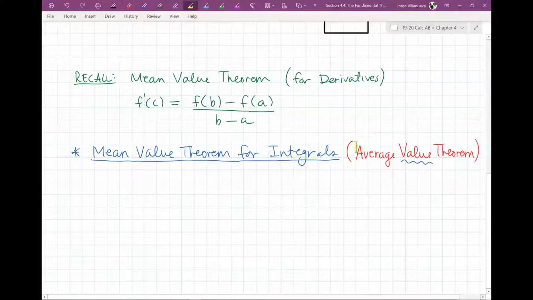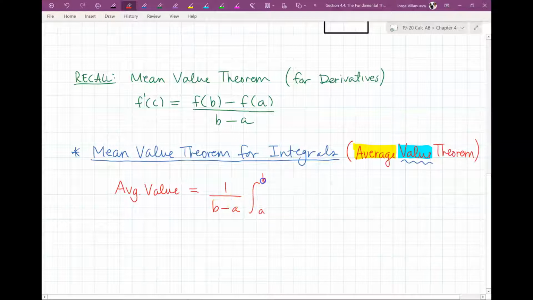Okay, so this word right here is a huge clue as to what we're doing. Sometimes they will say average value, sometimes they won't. I can highlight the other one with a different color to say this is important too, but usually the main word, average, is the key. So the average value theorem is given by this formula: average value is equal to 1 over b minus a times the integral from a to b of f of x dx.